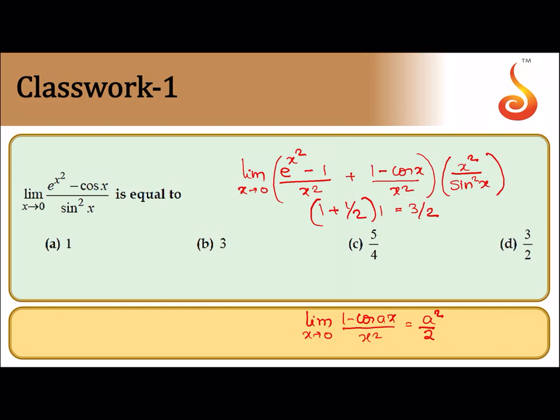So here one important formula we used is limit as x tends to 0, 1 minus cos ax by x square is equal to a square by 2. Please remember this. Using that result, here a equals 1, so we get 1 by 2. Option D is correct, 3 by 2.